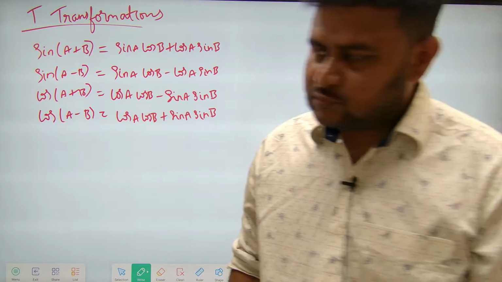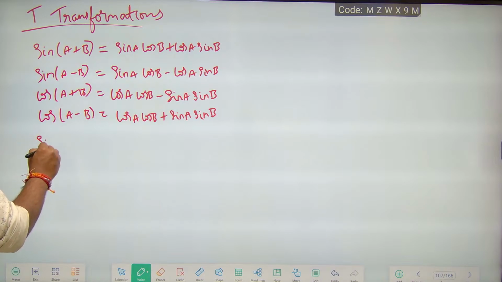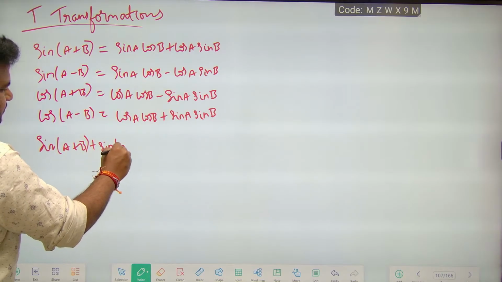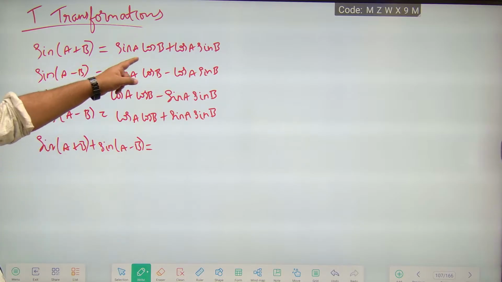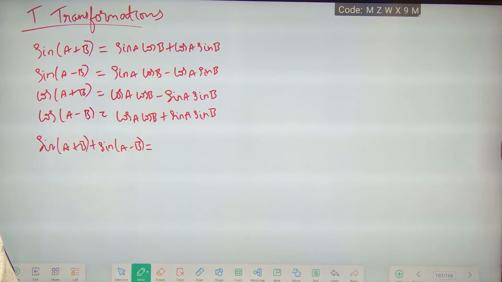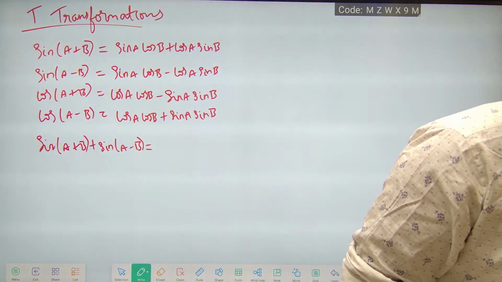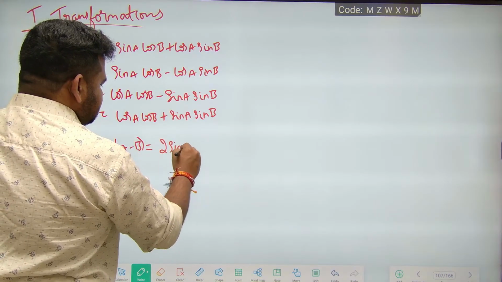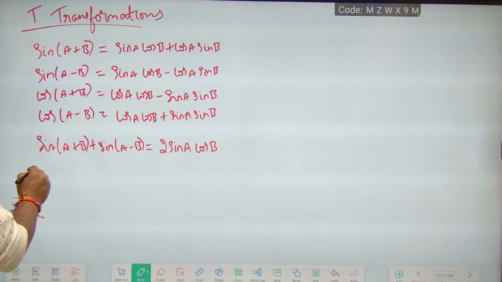Next, if I combine this and write it, we have sin of A plus B plus sin of A minus B, sin of A plus B into sin of A minus B. What will happen? See here, cos A sin B and cos A sin B will cancel. What will we have, friends? We will have 2 sin A cos B.